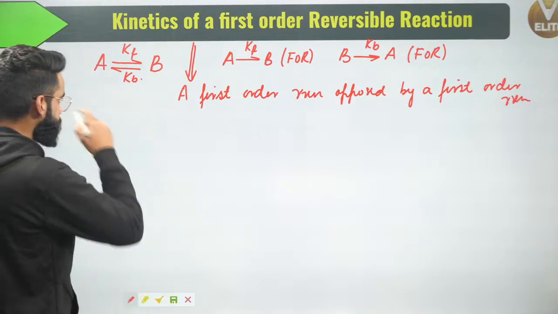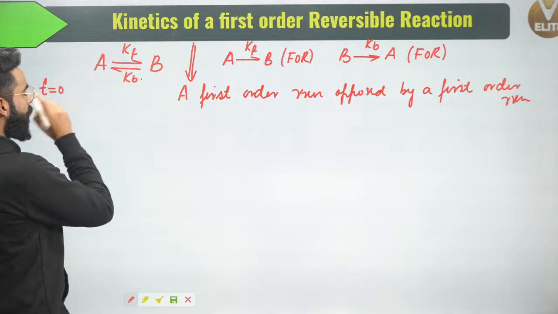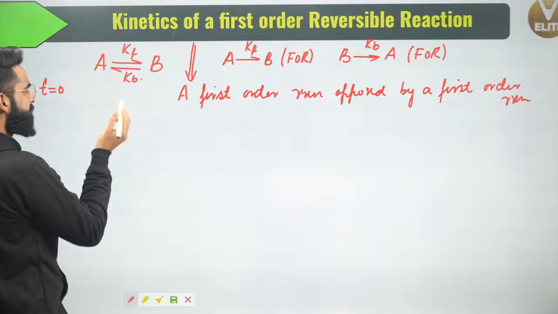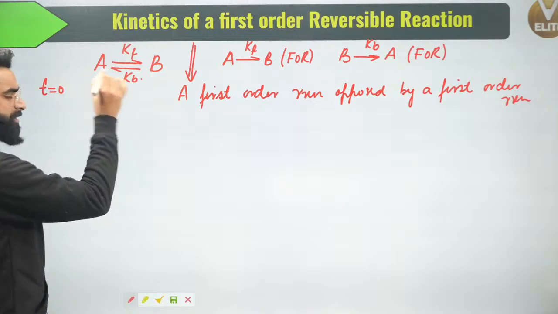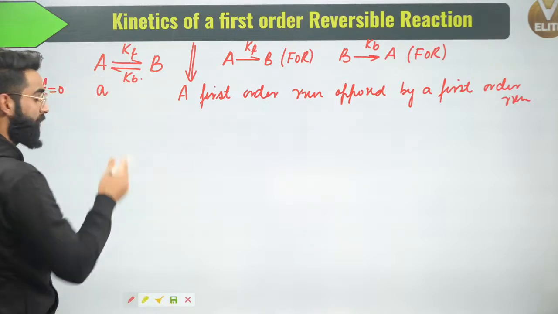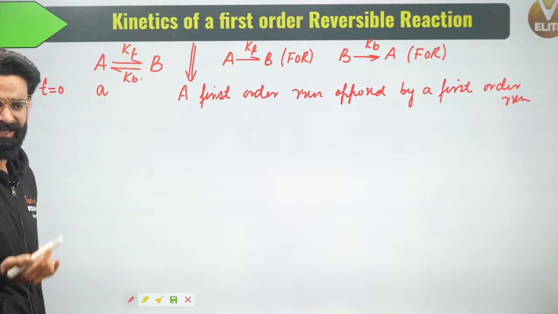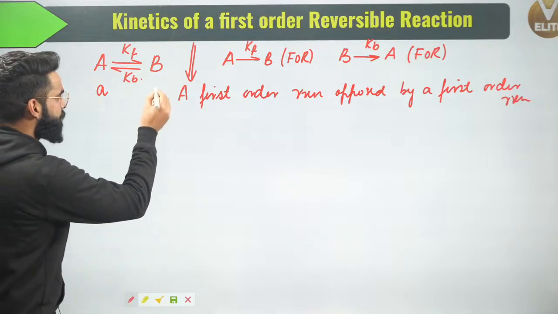See guys, have a look. Let's say at time t equal to 0, the concentration of reactant or the moles of reactant is represented by A. Let's say at time t equal to 0, I have A moles of reactant, or I can say the concentration of reactant is A. So what is going to be the concentration of product?